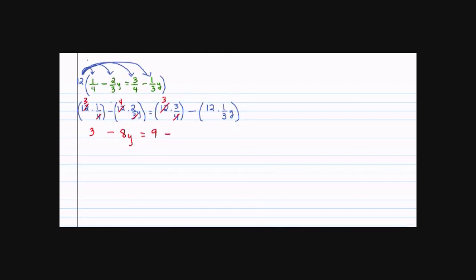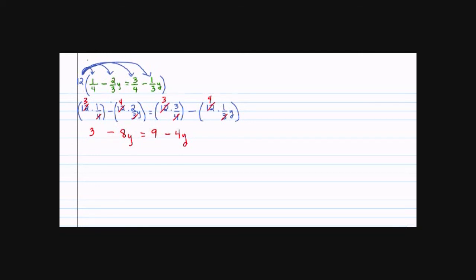Minus, I have 3 and 12. I'm going to divide both of them by 3. I'm dividing by the greatest common factor. 3 divided by 3 is 1. 12 divided by 3 is 4. And 4 times 1 is 4. Don't forget your y.